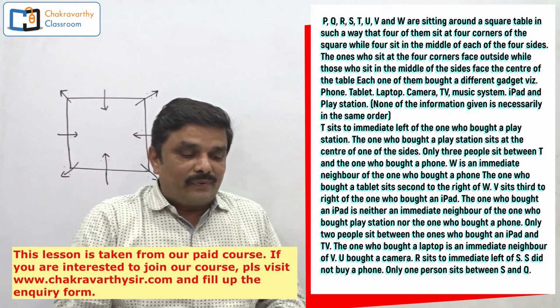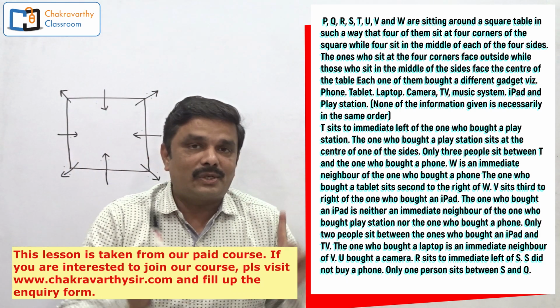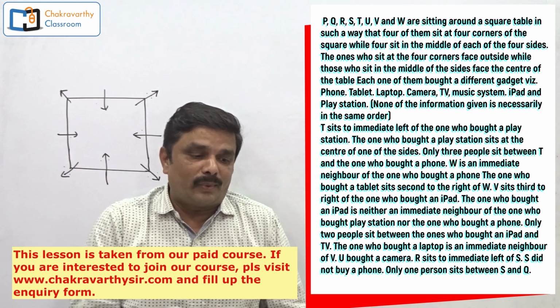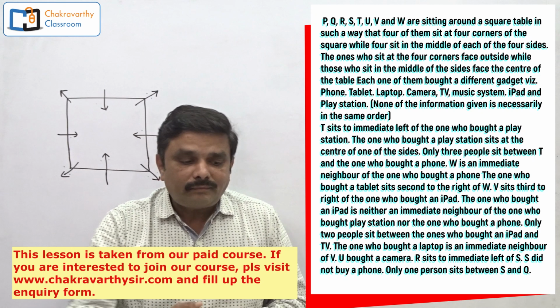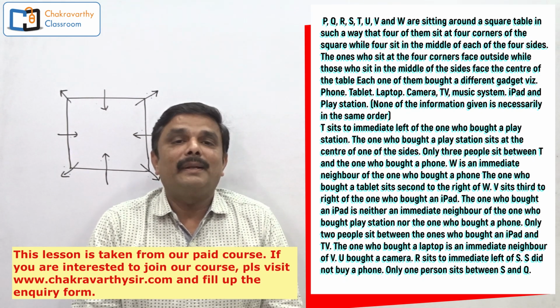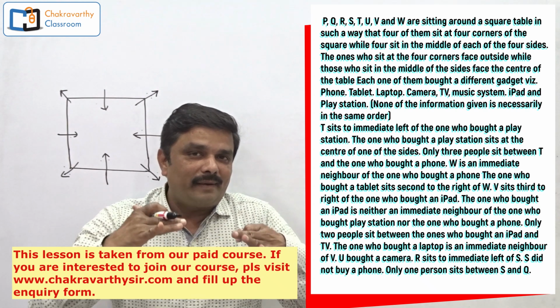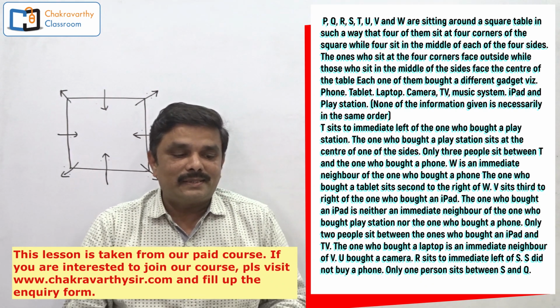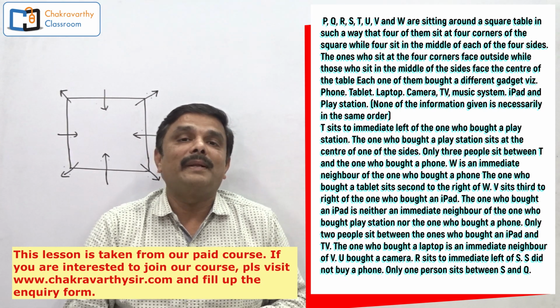Now take the first information, students. Let's start with one arrangement only. If required, as I told you, we'll go for the second one. What's the first one here? T sits to the immediate left of the one who bought a PlayStation. While reading the information, you need to analyze it, students. T sits immediate left of the one who bought a PlayStation.